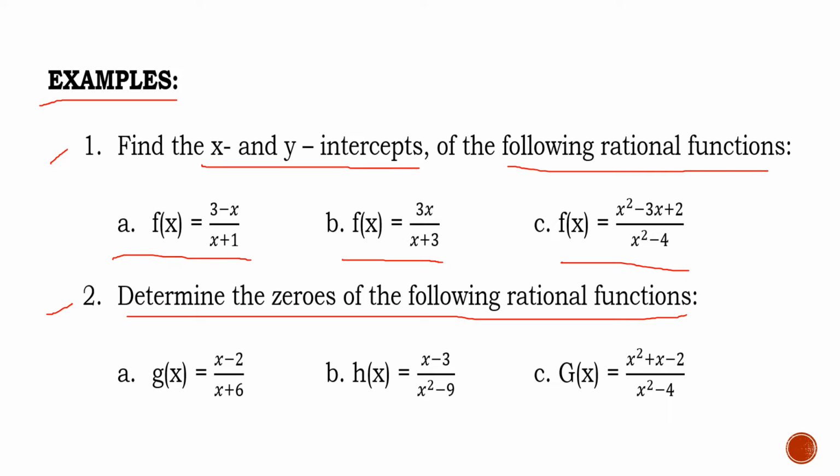In number 2, we're asked to determine the zeros of the given rational functions. For your letter A, g of x is equal to x minus 2 over x plus 6. For B, h of x is equal to x minus 3 over x squared minus 9. And for your C, g of x is equal to x squared plus x minus 2 over x squared minus 4. If you observe, any letter can represent your function. It can be g of x, h of x, or f of x. It depends on you, as long as you know that this letter represents a function.